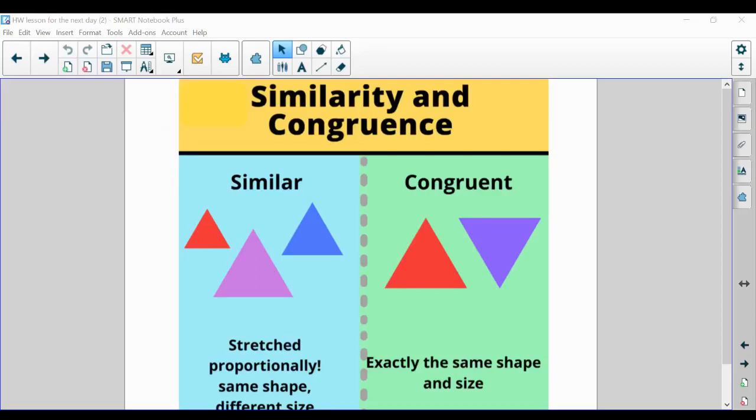Hello everyone. Today we are going to continue proof. So we are going to talk about triangle congruency criterion, 5 of them, understanding some vocabulary first.